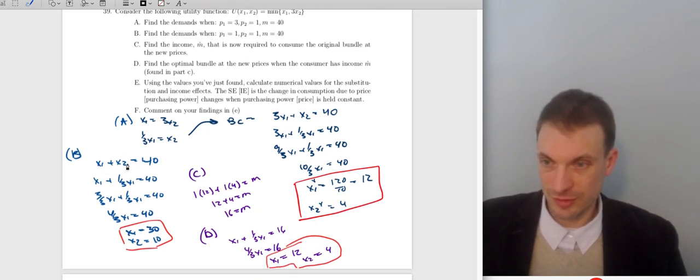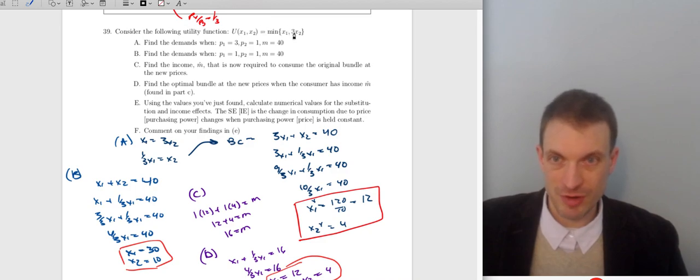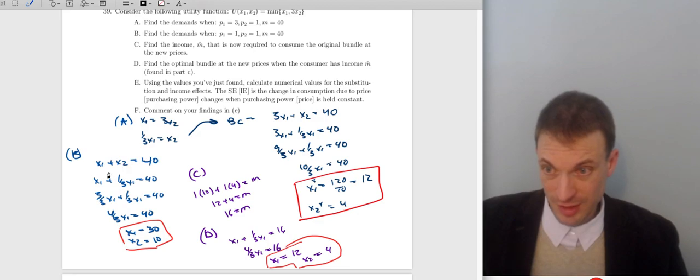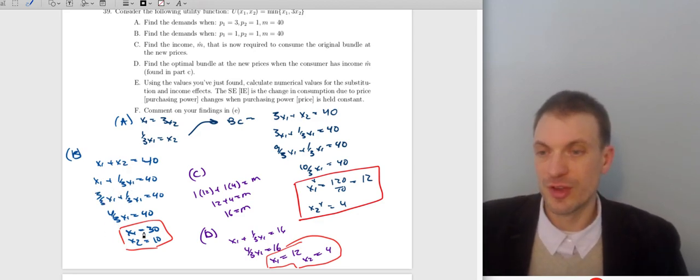Now let's find the demands for these prices. The preferences never change, it's the prices that change. So I'm going to substitute this into this now. Solving, x1 plus 1/3 x1, and then 4/3 x1 is equal to 40. x1 is equal to 30, x2 is equal to 10.